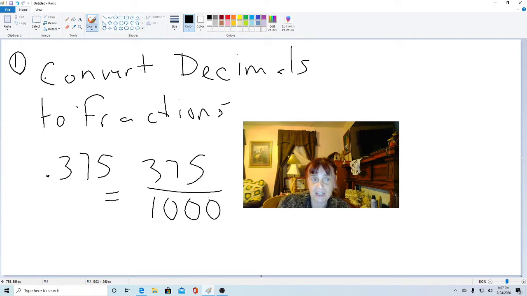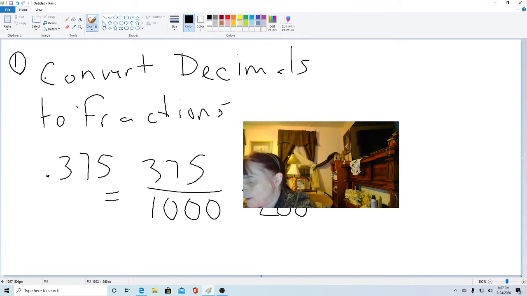When I say divide evenly, you don't get a remainder. That's called reducing your fraction. If you reduce it, you make your fraction smaller. So if you divide 375 by 5, you get 75. And 1,000 divided by 5 is 200. But that's not reduced to lowest terms because there's still a number that 75 and 200 both divide by.